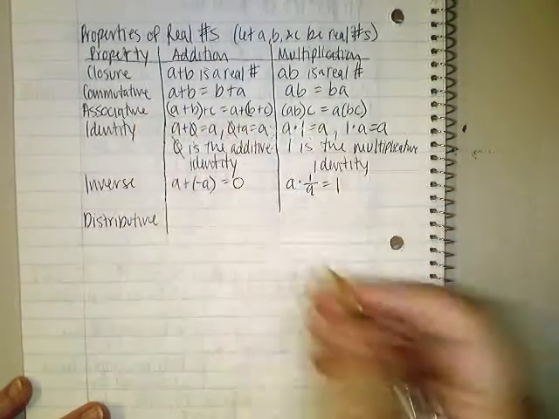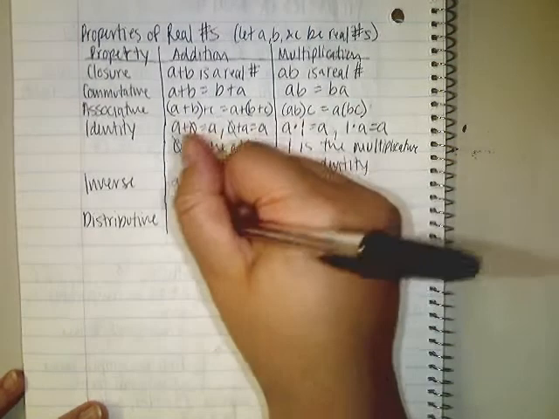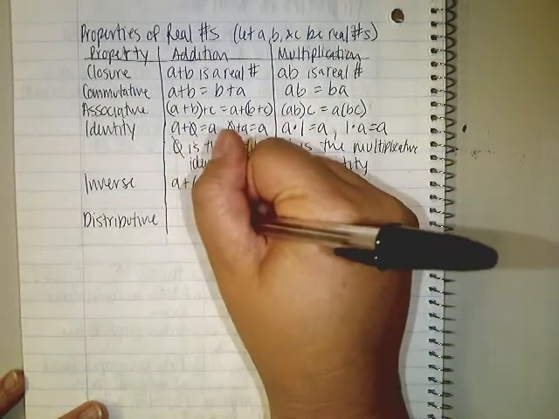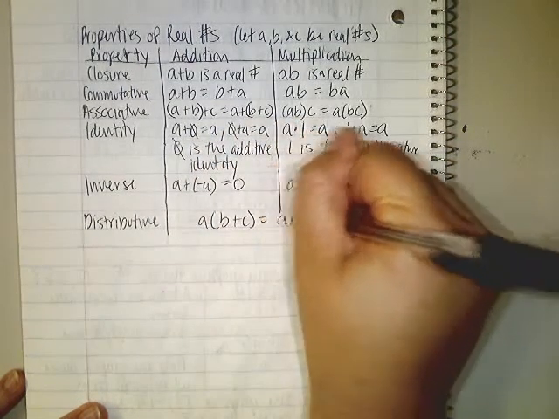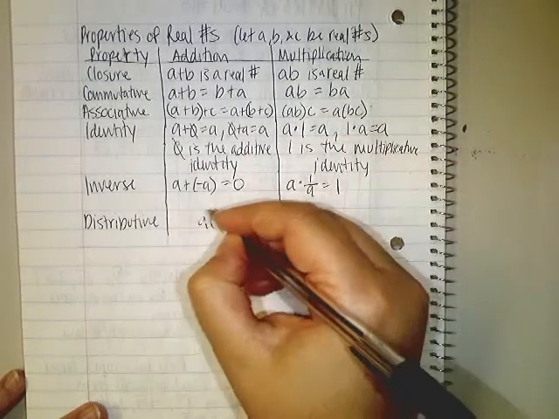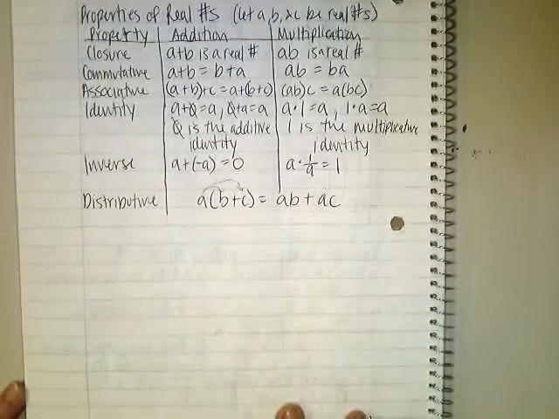Last but not least, we have the distributive property, and this kind of cuts across both addition and multiplication, because this says that a times (b plus c) is equal to a times b plus a times c. So as you may have seen before, you can distribute in and get that value.